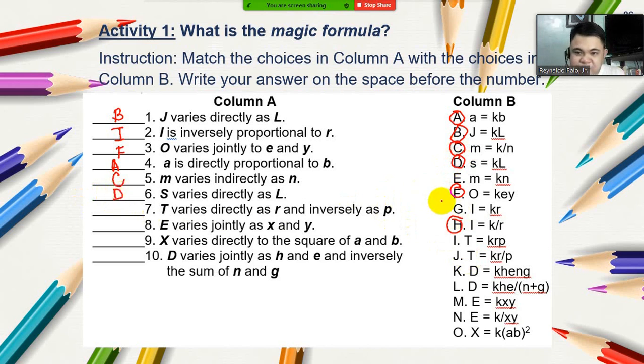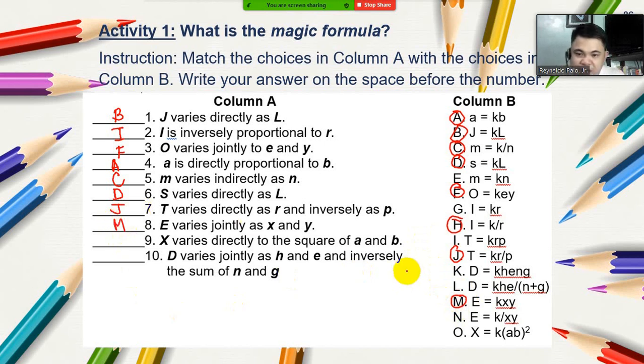Next, number 7. T varies directly as R and inversely as P. This is an example of combined variation. As you can see, it's a combination of direct and inverse variations. So for number 7, the answer is J. T is equal to KR over P. Next, number 8, E varies jointly as X and Y. The correct answer here is M. E is equal to KXY.